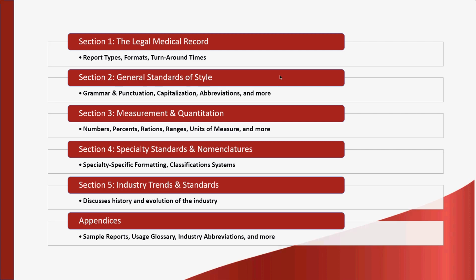Section number 2 is one that we use a lot. That's your general standards of style. So that's where all your grammar, punctuation, capitalization, plurals, possessives, abbreviations, that's all in there. Section 3 is another one that I use quite a bit. So that's where you're going to see where to format your numbers, the percentages, ratios, your ranges, so numeric ranges, units of measure, that sort of thing. It talks about verbules, so if they said 1 to 2 over 6, that kind of thing, it's all in there.